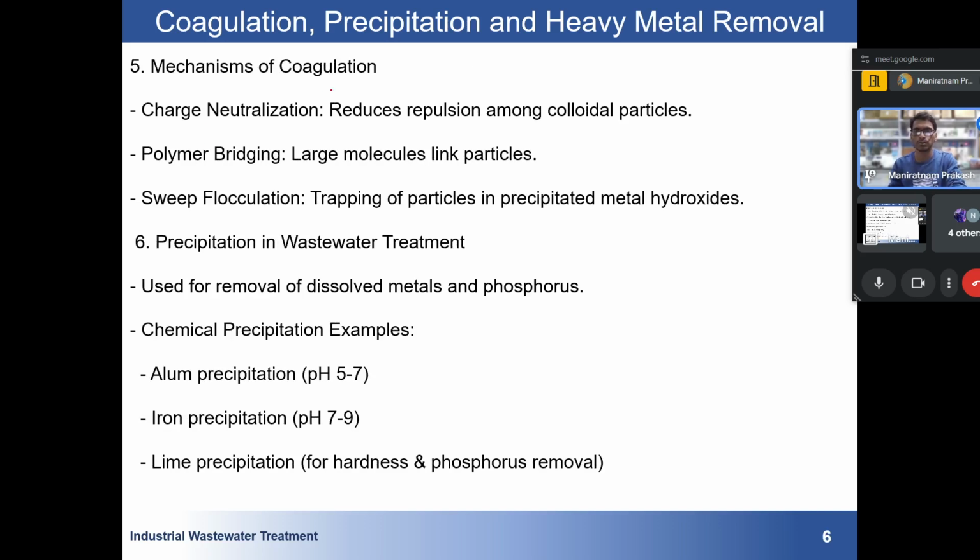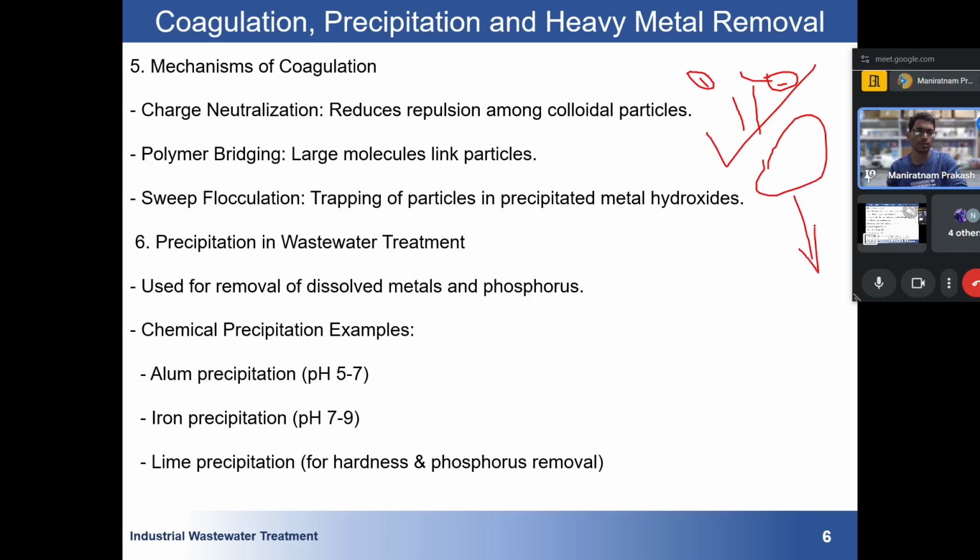Mechanism of coagulation: these are certain mechanisms. First there will be charge neutralization. Suppose initially all the particles were negatively charged, so they will repel each other. Now imagine that if you remove the charge, then due to some other force it will form a larger particle. That is known as charge neutralization. Once charge neutralization occurs, a larger particle will form and it will precipitate.